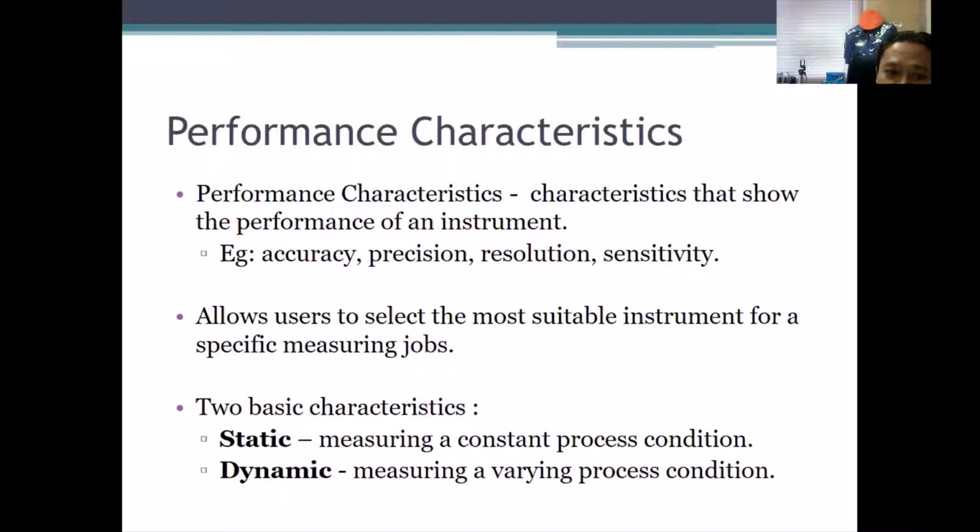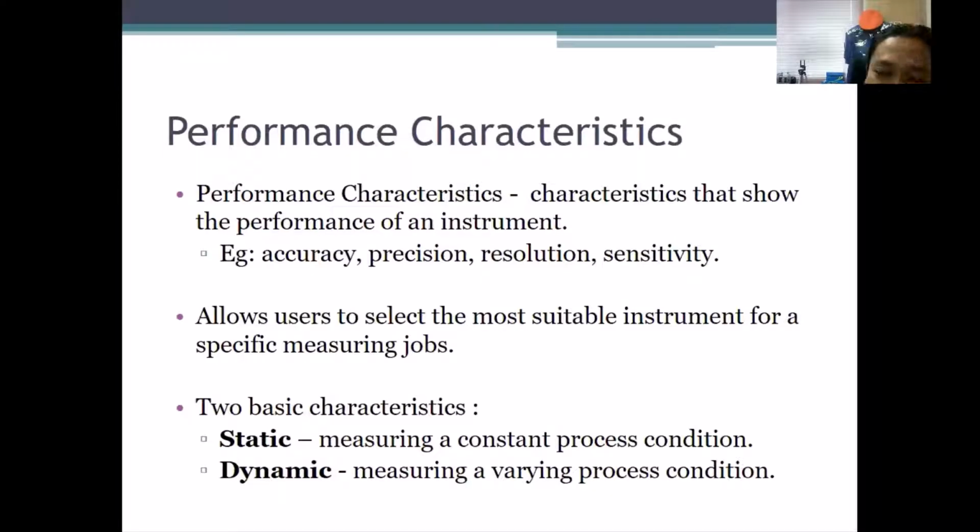So we have two types of basic characteristic, called static and dynamic. Static is measuring under a constant process condition. That means the process will be static. And dynamic is measuring under a varying process condition.